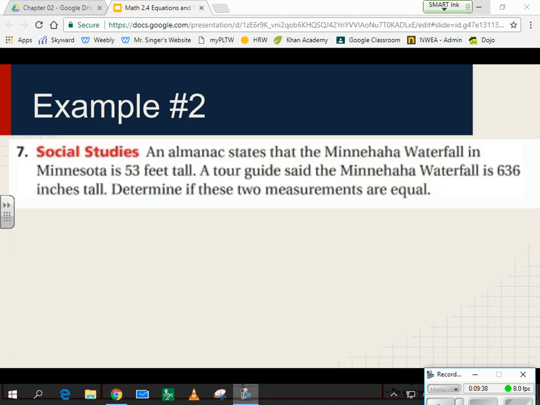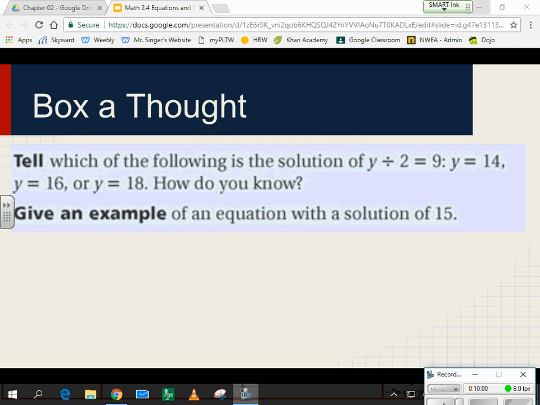Here's an example I want you to try on your own. Tell me if these waterfalls are equal or not. Come back when you're done. And you should have seen, like I did, that yes, these 2 values are equal just by trying to balance them and seeing if they match correctly.